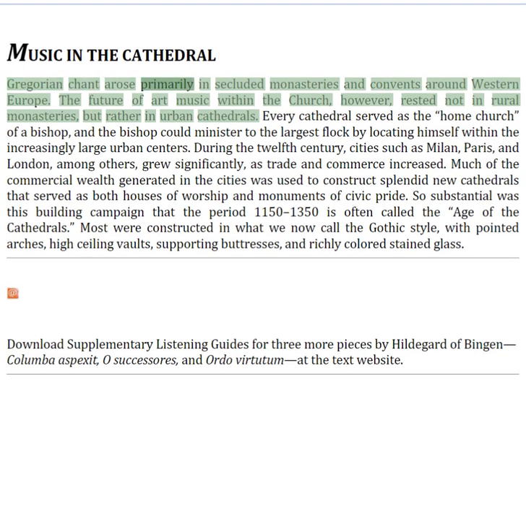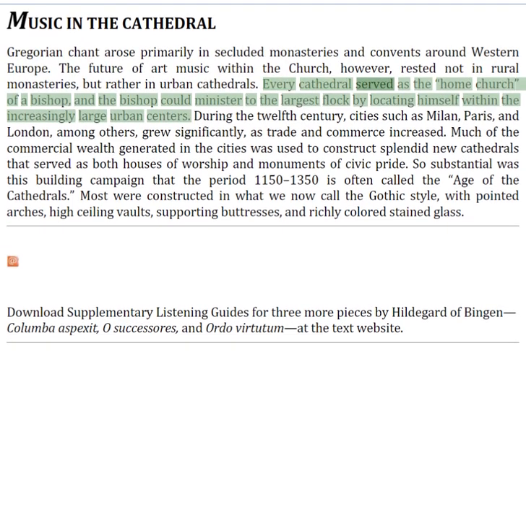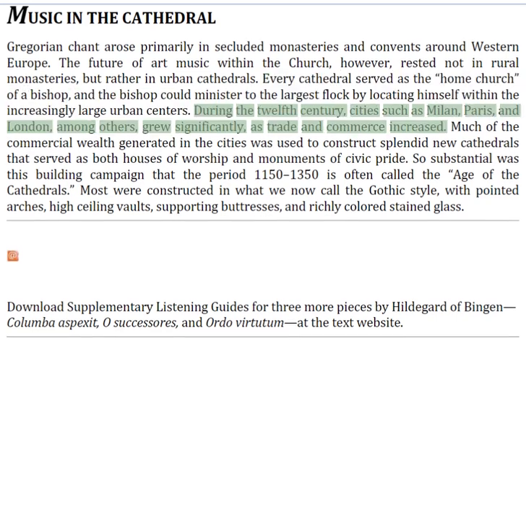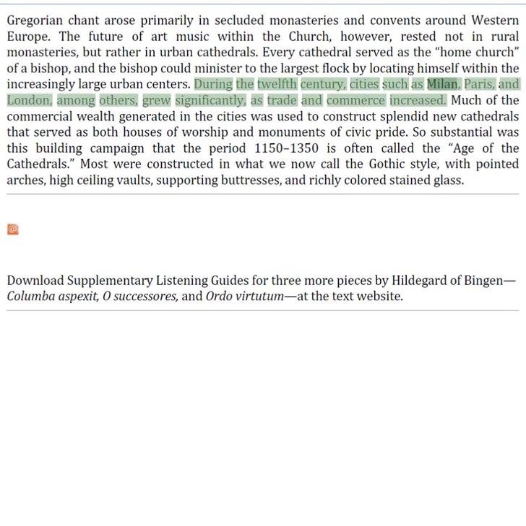Music in the cathedral. Gregorian chant arose primarily in secluded monasteries and convents around Western Europe. The future of art music within the church, however, rested not in rural monasteries but rather in urban cathedrals. Every cathedral served as the home church of a bishop, and the bishop could minister to the largest flock by locating himself within the increasingly large urban centers. During the 12th century, cities such as Milan, Paris, and London, among others, grew significantly as trade and commerce increased.